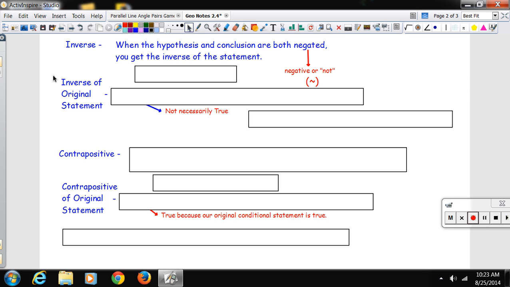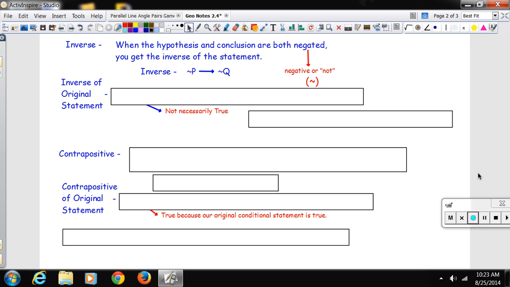Inverse. Here's an inverse. When the hypothesis and conclusion are both negated, meaning negative, right? Then you get the inverse of a statement. So negated means negative or not. We might put the not in front of it. The symbol that we use is the little squiggly line. So the inverse would be the squiggly line P to the squiggly line Q, which means not P to not Q, or the opposite of P to the opposite of Q. Inverse really is another way of saying opposite.